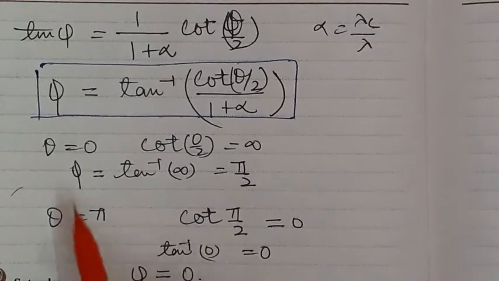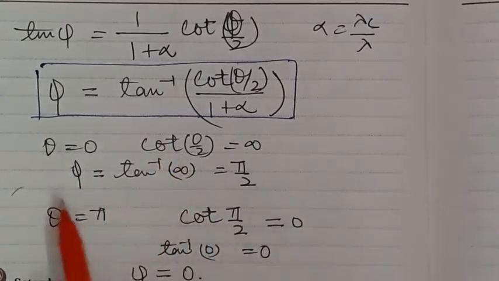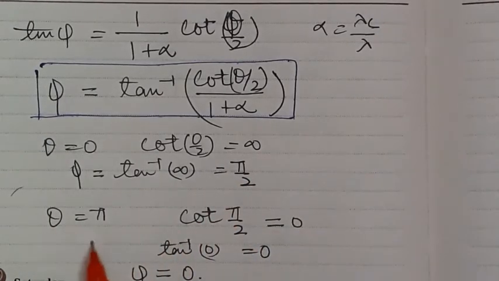If theta equals 0, then phi is equal to pi by 2. If theta is equal to pi, then phi is equal to 0.